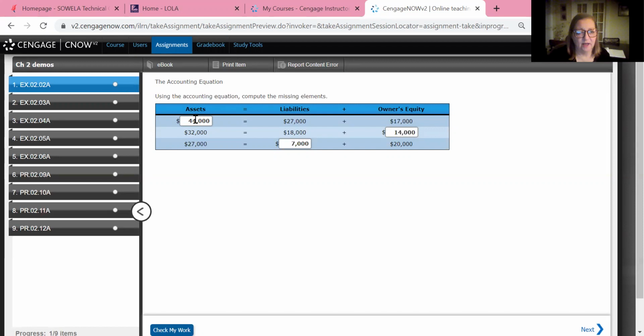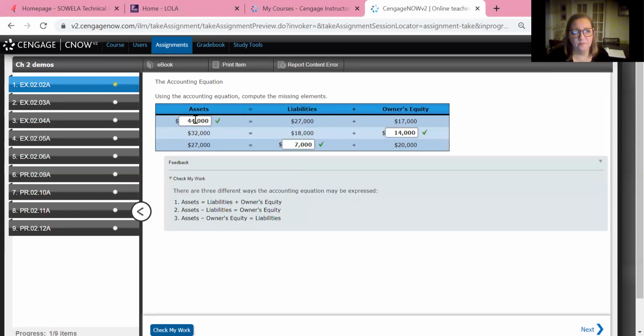Now, let me see, I'll check my work and see what it says. Yep, got a little check mark by each one. So it's all good. Yay. So that is exercise 2.2a.